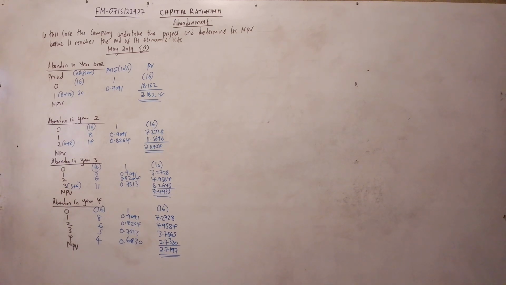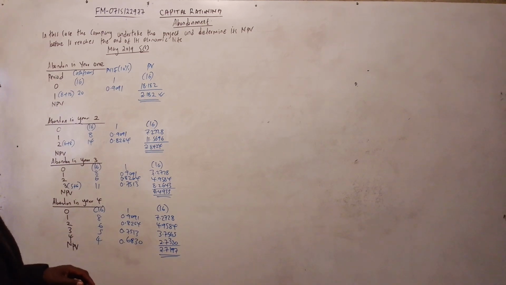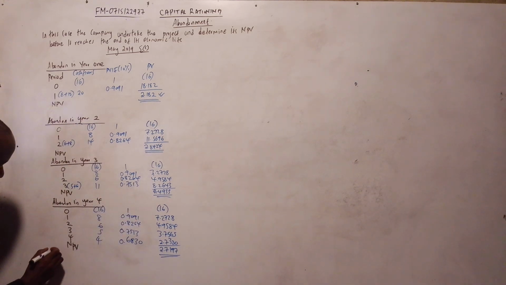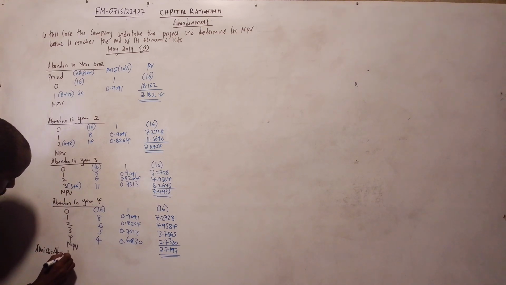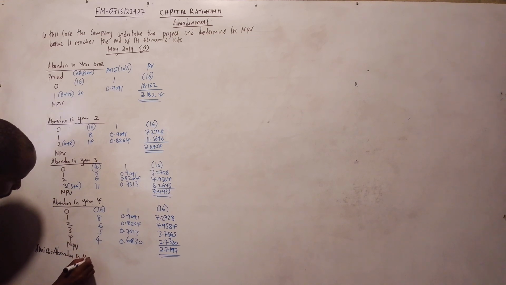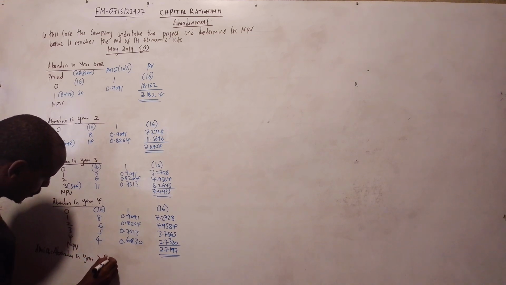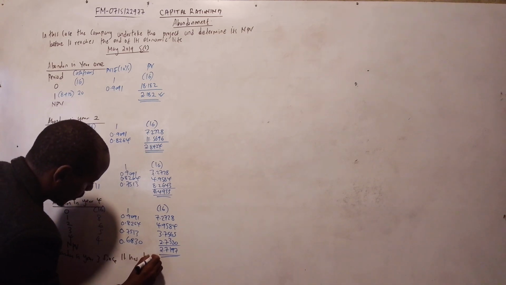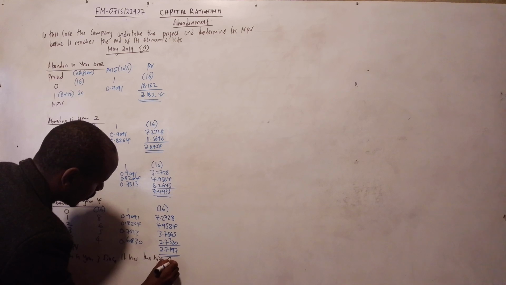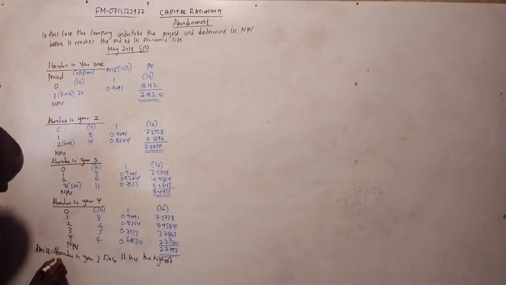So which period do you think we should abandon? According to the question, the best period to abandon is year 3. So abandon in year 3. So the advice: abandon in year 3 since it has the highest NPV. That's correct.